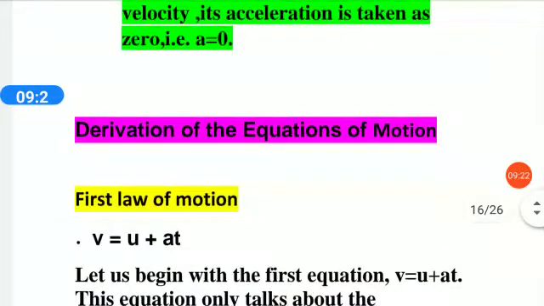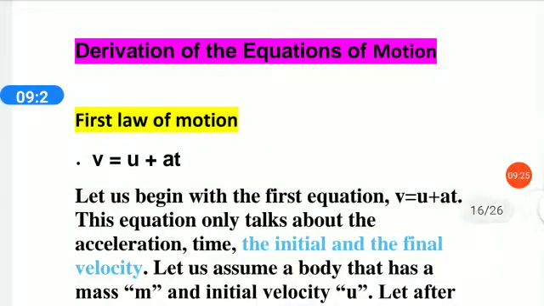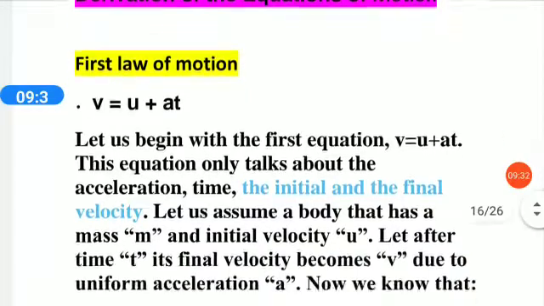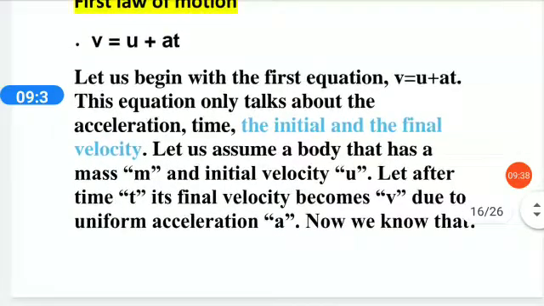Derivation of equations of motion. First equation of motion, v is equal to u plus at. Let us begin with the first equation, v is equal to u plus at. How will we derive this? This equation only talks about the acceleration. There are two methods of derivation. First, the algebraic method, and second, the graphical method. Here I am showing you the simple way, the algebraic method. This equation only talks about the acceleration, time, and the initial and final velocity.